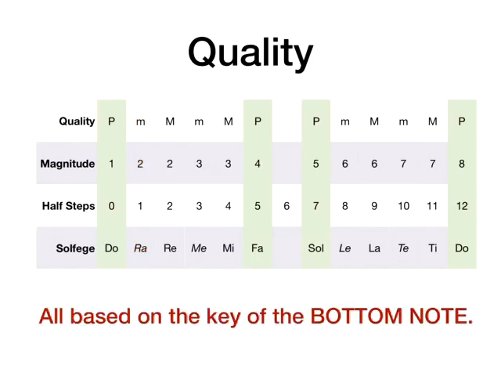What you should think about is that all of these are based on the key of the bottom note of the interval. We're pretending like the bottom note of the interval is do in order to figure out whether it's a major or minor sixth or something like that. The music that you're reading may or may not be in that key. It's only for the purpose of identifying the interval that you're pretending to be in the key of the bottom note.